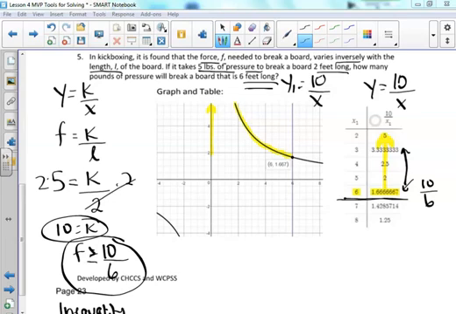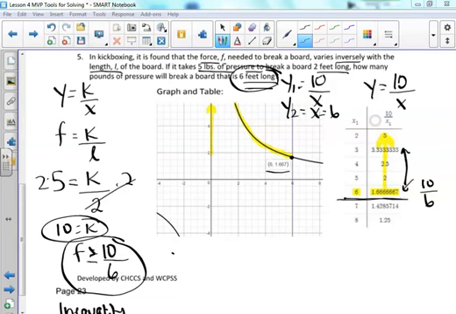So what we can do in our graphing calculator is type in y1, which is 10 over x, and y2, which is x equals 6, because that's what we're looking for. When x equals 6, we want to know what y is. Well, we can see here that they do intersect at the point (6, 1.6 repeating). But we also notice this highlighted yellow part of the graph will also be able to break the board. Therefore, anything greater than or equal to 1.6 as the force will break the board.